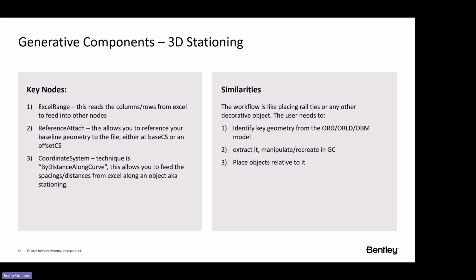Same thing with the Excel range, reference, attach coordinate systems. All of these are very common nodes that you're going to see yourself using a lot as you start building GC models. We kind of touched on this, the workflow and the GC model creation. You'll start to see a lot of similarities in the differences in the different models you'll build, but they all get assembled the same way.